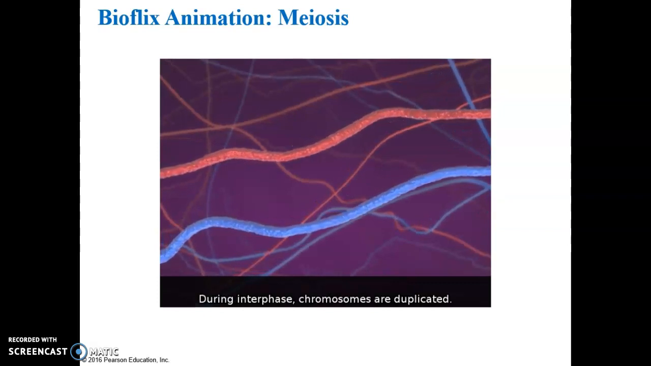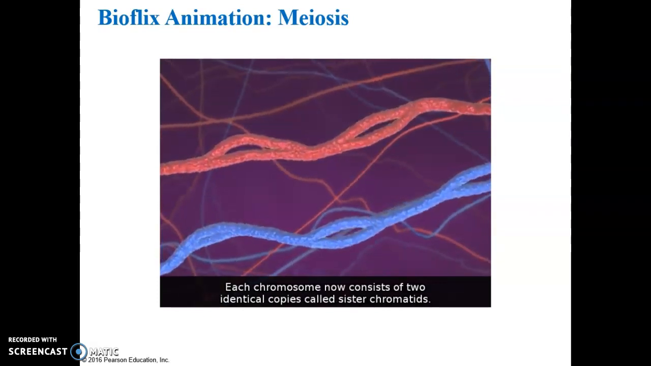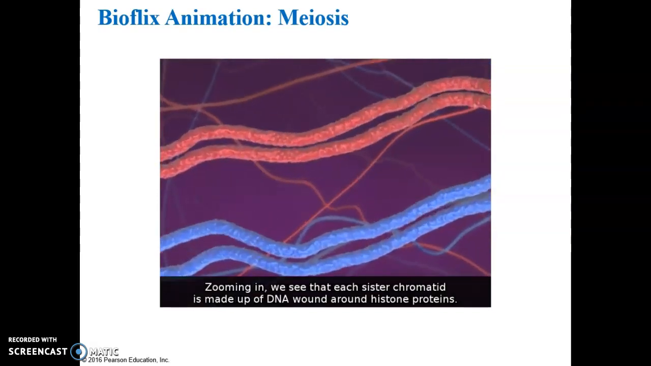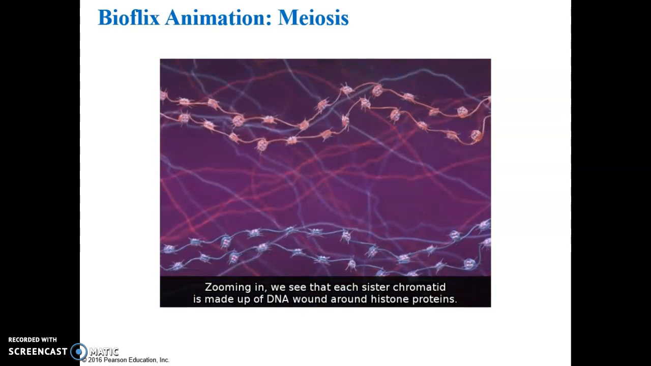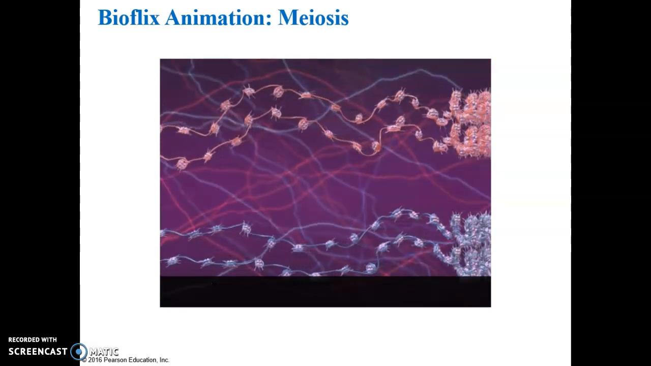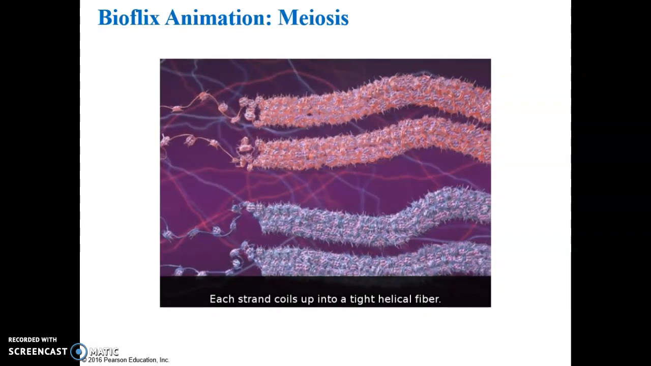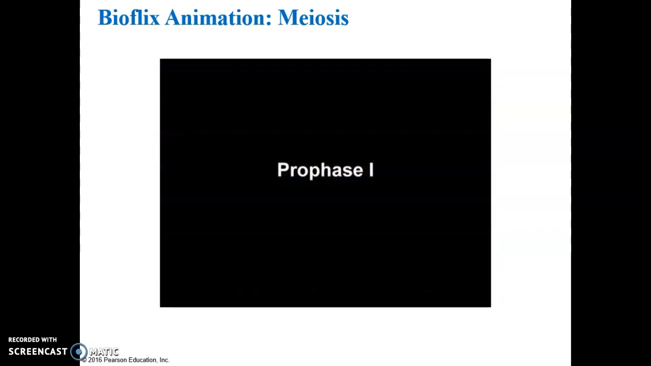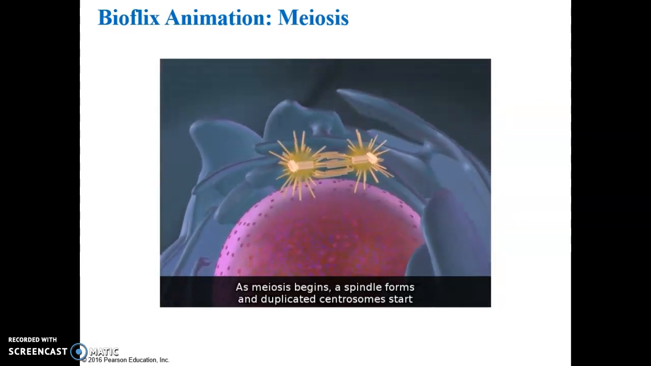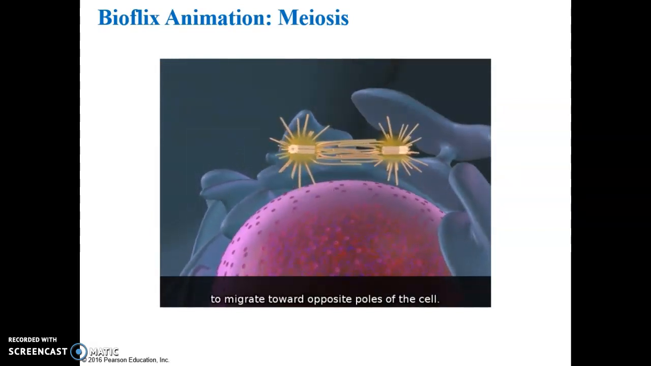During interphase, chromosomes are duplicated. Each chromosome now consists of two identical copies called sister chromatids. Zooming in, we see that each sister chromatid is made up of DNA wound around histone proteins. Each strand coils up into a tight helical fiber. As meiosis begins, a spindle forms and duplicated centrosomes start to migrate toward opposite poles of the cell.